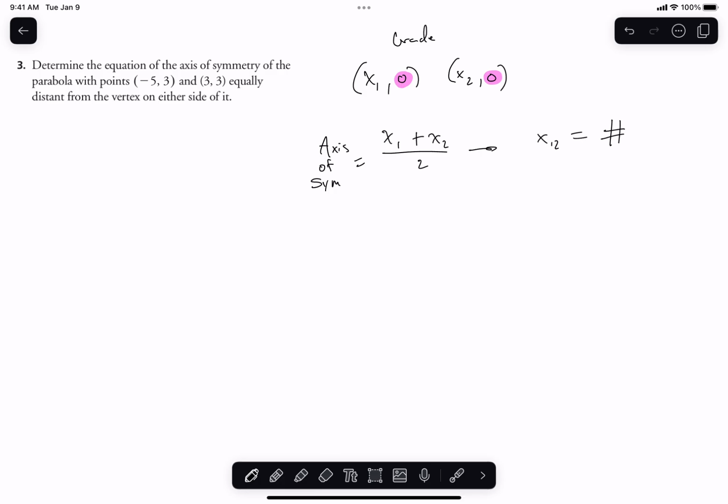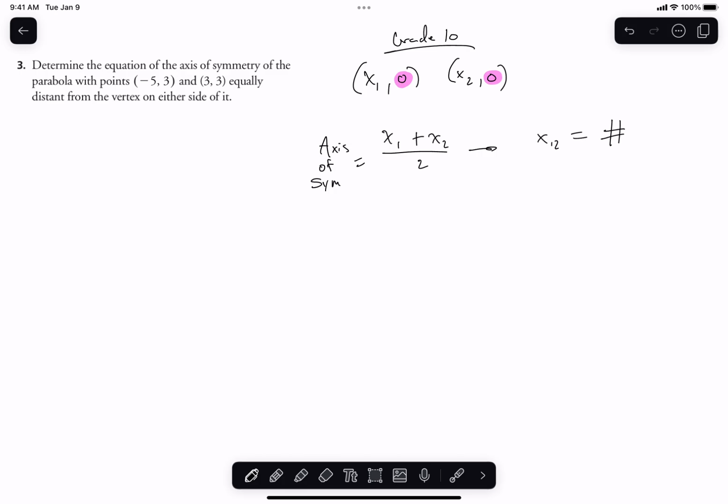Then when you came back in grade 11, we took that idea and said, it doesn't have to be 2 points on the x-axis. It could be any 2 points on the graph, as long as their two y values are the same. Two points on a parabola are going to be symmetric about the axis of symmetry. In question 3, it's saying, give me the axis of symmetry such that we're looking at the 2 points, (-5, 3) and (3, 3).